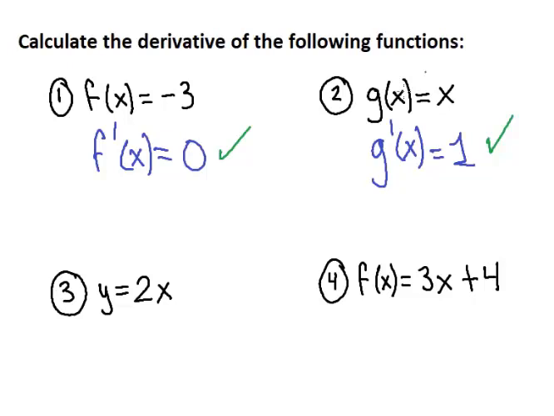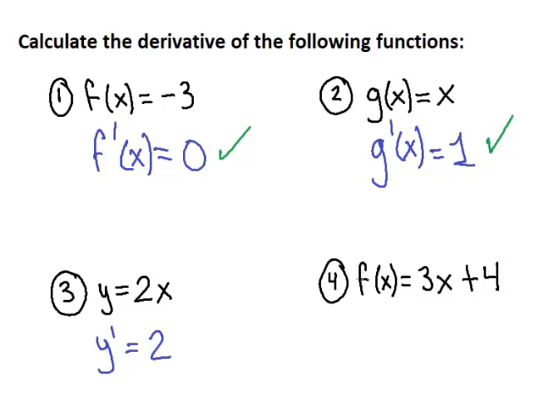y equals 2x. Well, I'm going to use rule number 3 for this one. The derivative of a linear term is the coefficient of that linear term. So y prime equals, in this case, 2. The x disappears. That will be rule number 3.